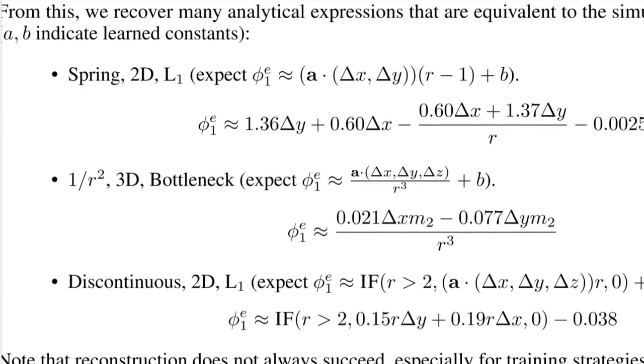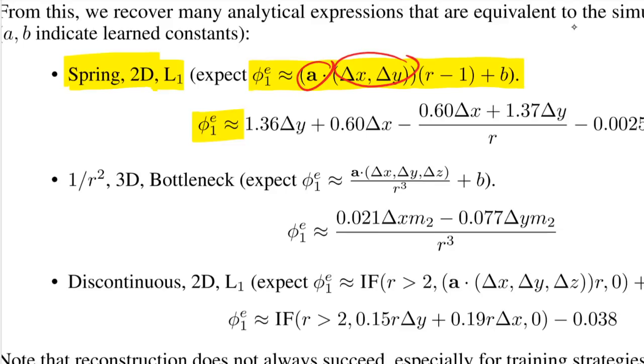All right, so in this first case, this is the same example right here. So they say in this spring example, so this is a system where the particles are connected by springs, and we do L1 regularization. What we expect is this equation. We know that this equation holds in this spring system. And what the neural network combined with the symbolic regression gives us is this equation. So right here, you can see there's this delta vector, and it's a product. It's an inner product, a dot product with this a, which is a numerical constant.